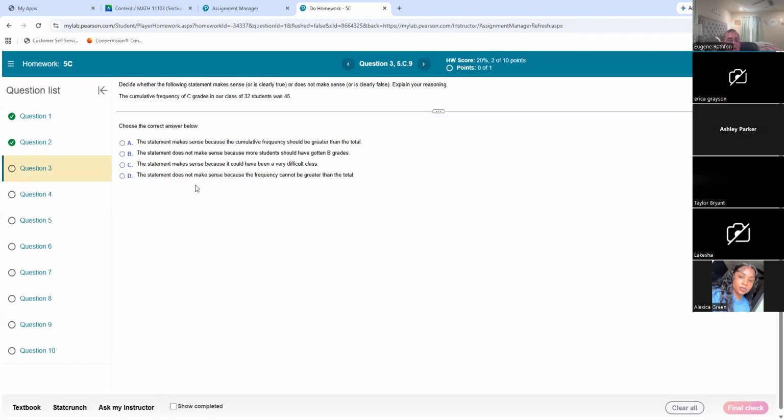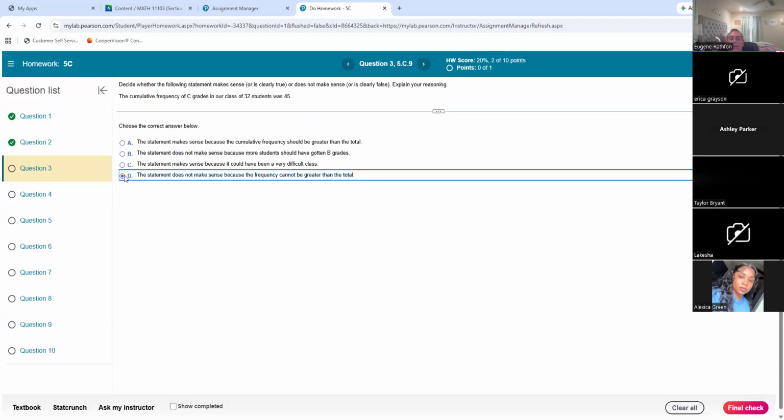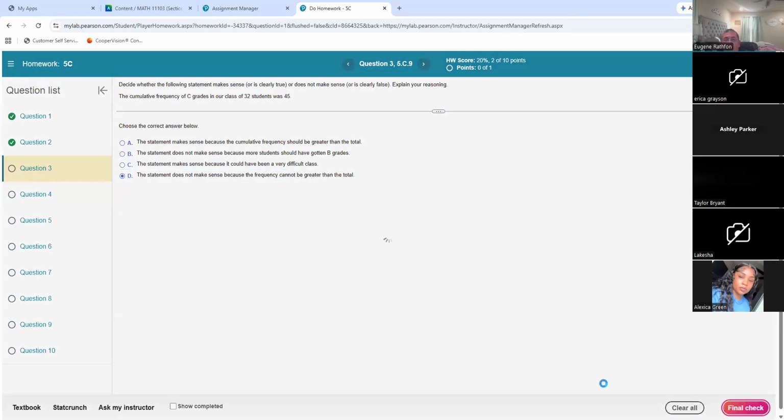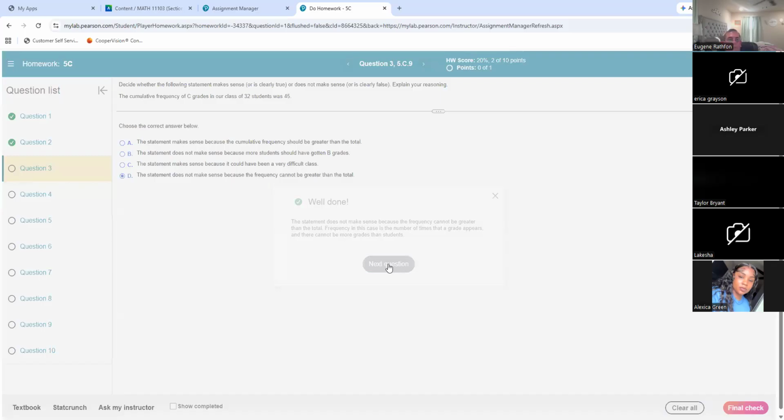So now we got to figure out C or D. Now we can't say more students should have gotten B grades. So Taylor, I'm going to go with what you say because the frequency cannot be higher than the total. Good job. So y'all, you notice they'll usually give you 2 that make sense, 2 that don't make sense, but you got to sort of look at that reasoning on those to figure out what y'all want, okay?